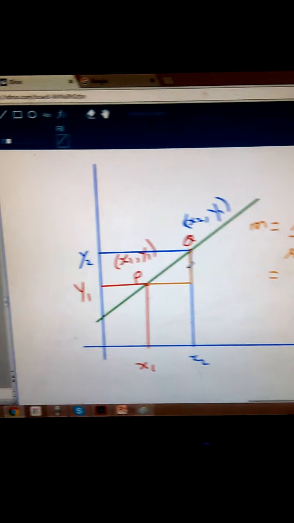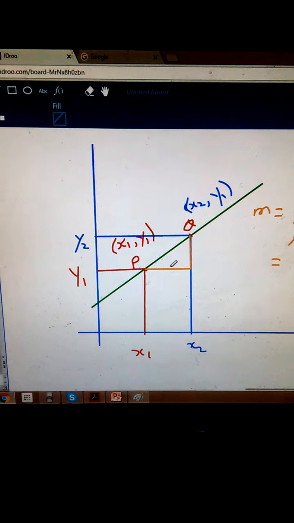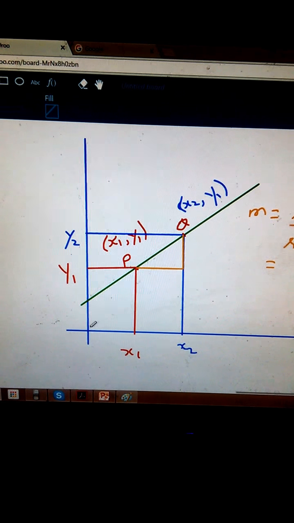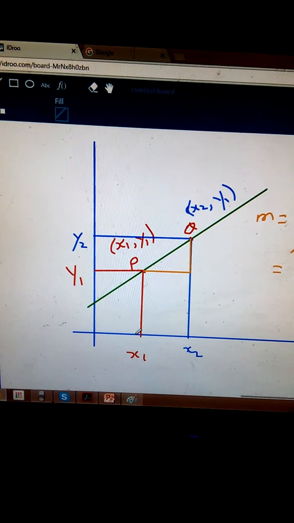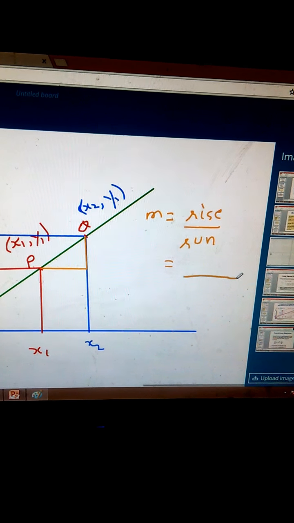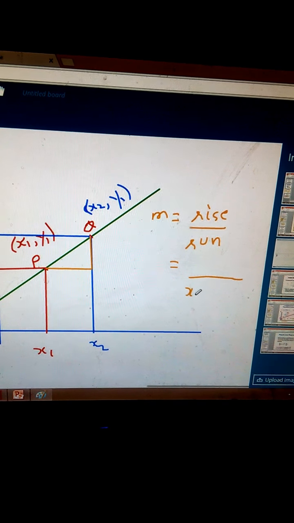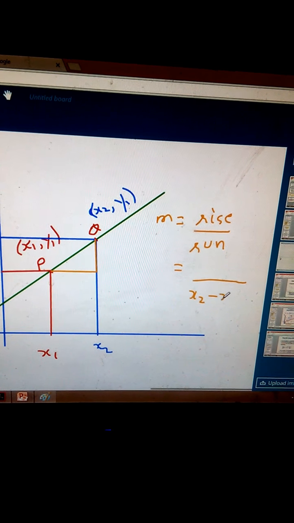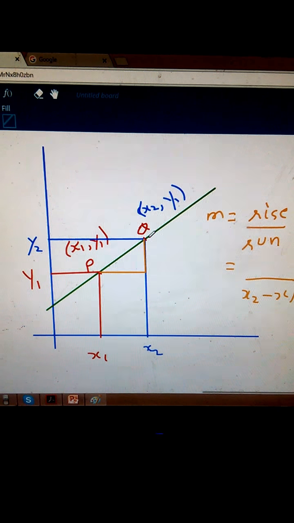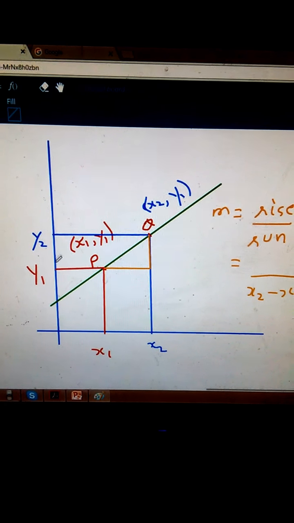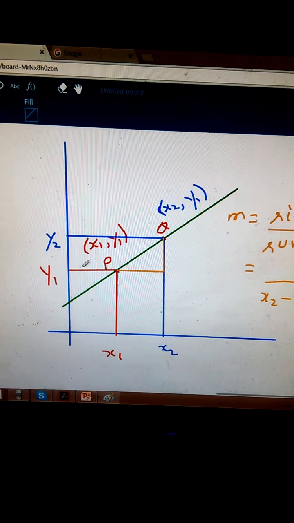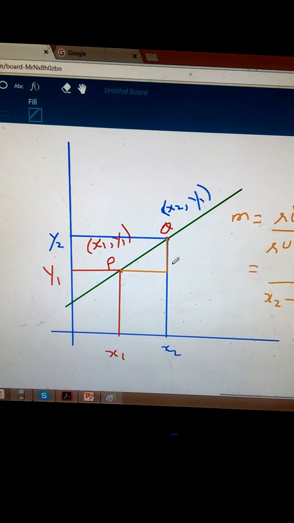Okay, so what is the length of this yellow line, and what is the length of this horizontal yellow line? You see the horizontal yellow line is actually your whole x2 minus x1 length. So my run length is x2 minus x1. And what is the value of your vertical yellow line? You see this whole length from here to here is equal to your y2, and if you subtract y1 from this y2, you are going to get the remaining portion. This portion is y2 minus y1.